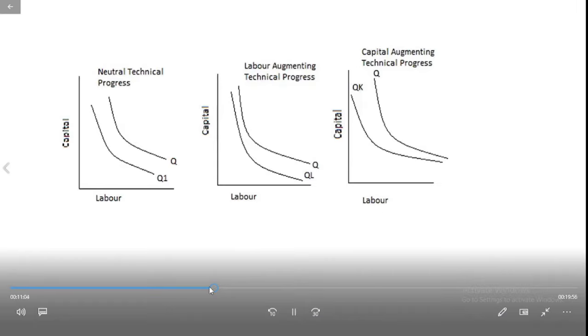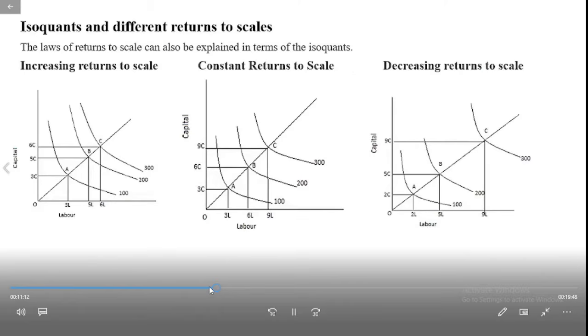The diagram is shown here. From the diagram we can understand what I have explained now. Then next is isoquants and different returns to scale.